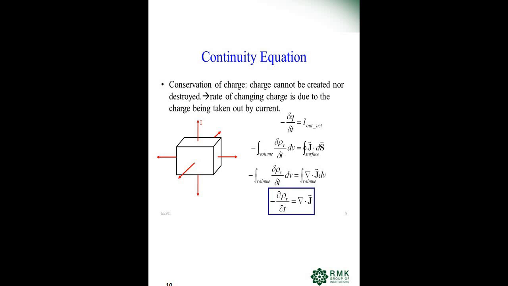We can also write this. This is a very important continuity current equation. We can also write this equation as del dot J plus dou rho v divided by dou t is equal to 0.